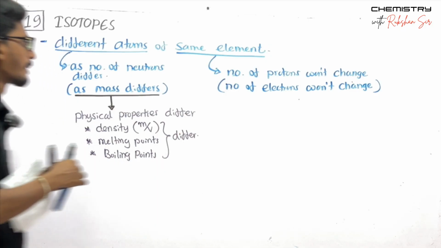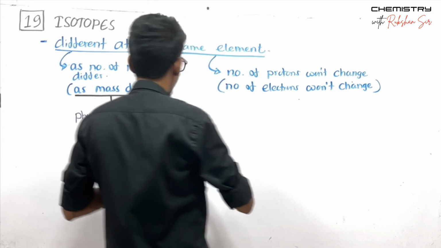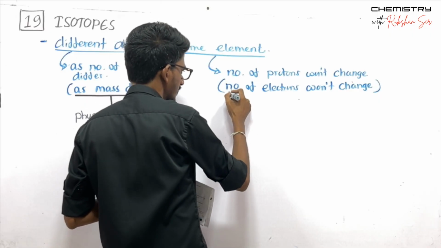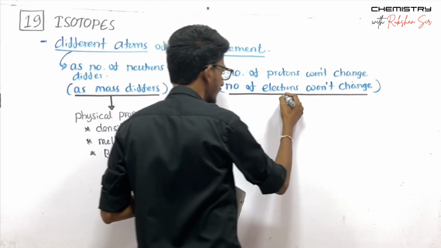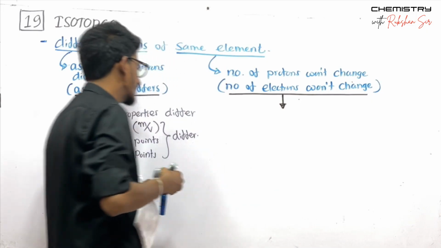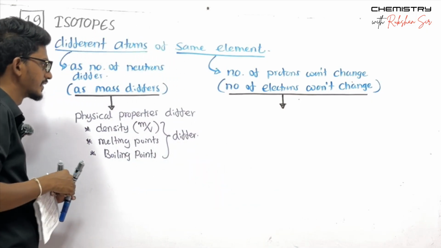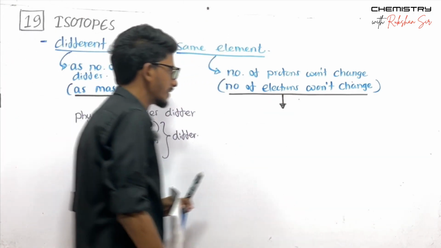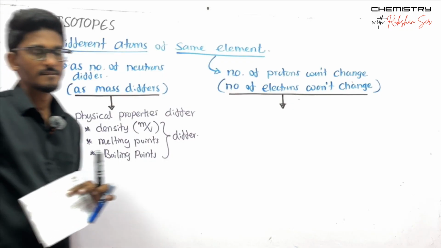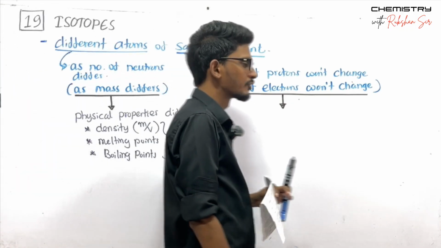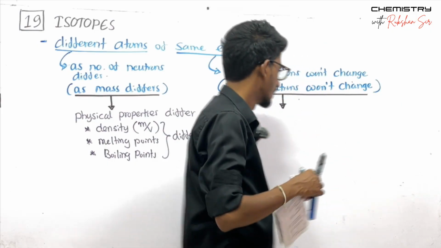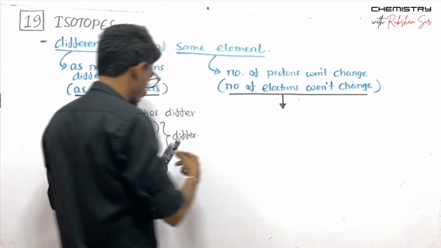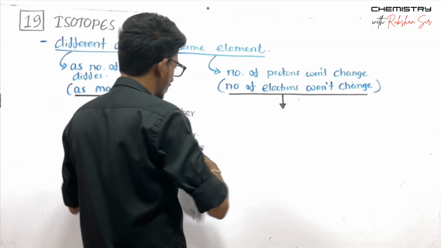Right? But as you are coming with the same number of electrons, that means the electronic structure is same. So the electron configuration is same. So chemical properties won't change. Same electronic structure appears, so chemical properties won't change.